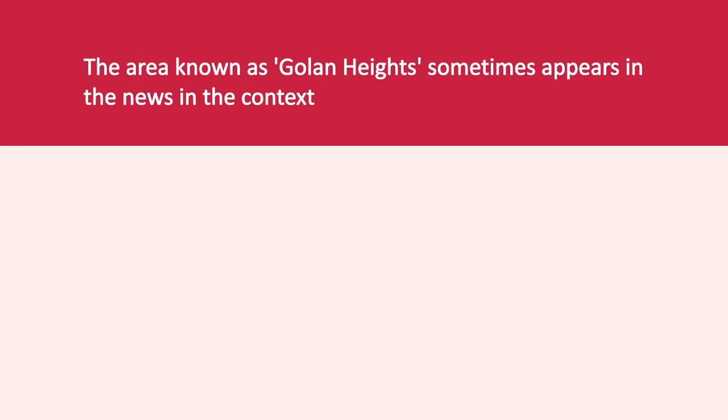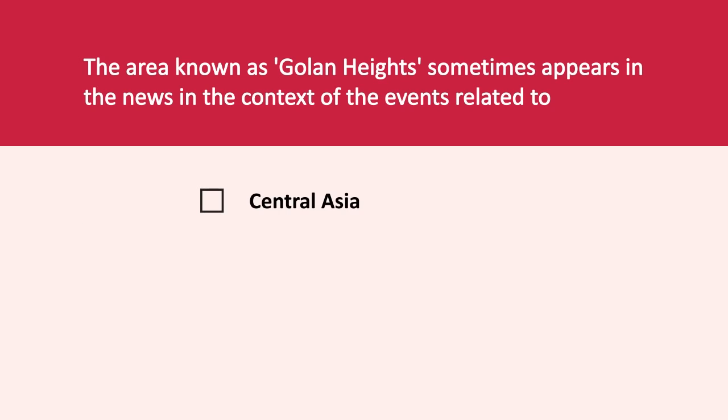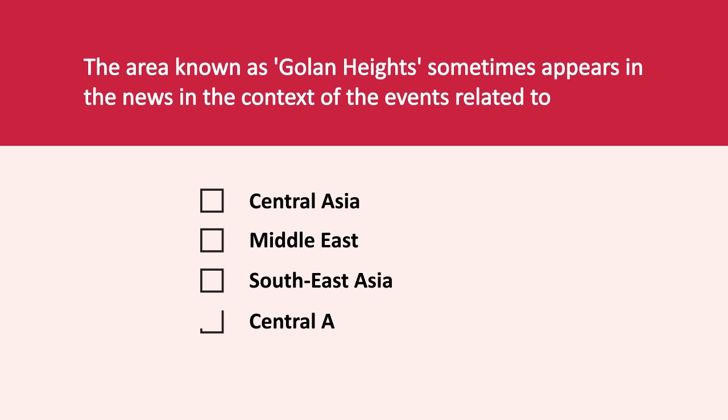One question of an interdisciplinary nature, mixed with current affairs, which was asked in 2015, goes: the area known as Golan Heights sometimes appears in the news in the context of the events related to Central Asia, Middle East, Southeast Asia, or Central Africa. Now, the correct answer in this case is Middle East. Golan Heights happen to be associated with some portions of north and east of Sinai Peninsula.